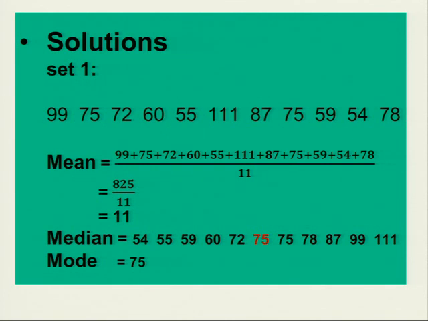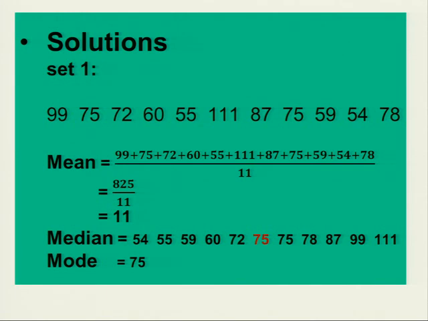The second thing, we have to calculate the median. Remember what I said to you, grade 12s? Before you calculate the median, you must first arrange our data in descending or ascending order if it is not arranged. And if you look at the data for set 1, that data is not arranged. So the first thing before we determine the median, we must first arrange our data. So I have arranged our data.